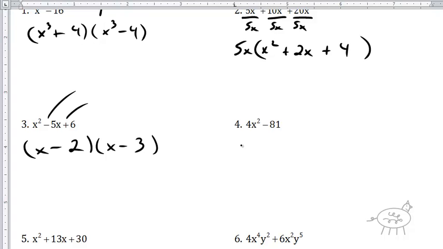This one's a pretty easy one. It's a difference of two squares. Square root of 4 is 2. Square root of x squared is x. So 2x and 2x, plus and minus. Square root of 81 is 9. And that's your answer.